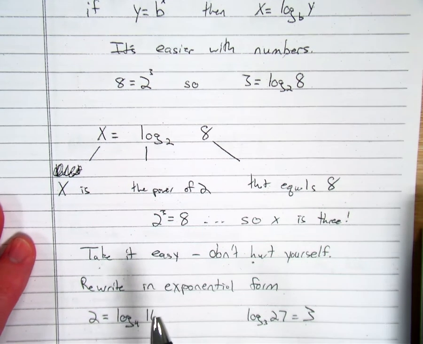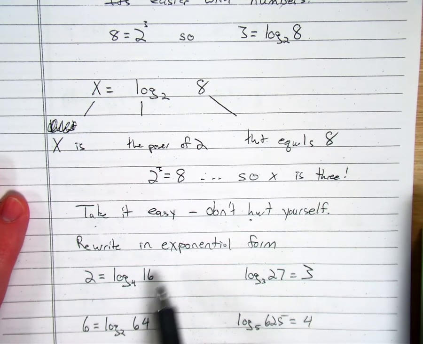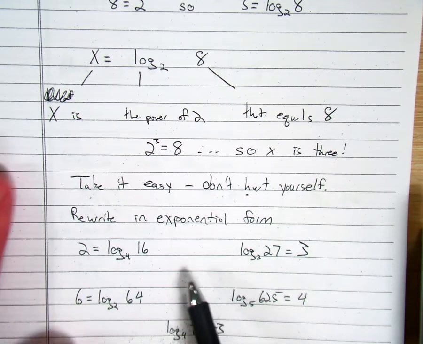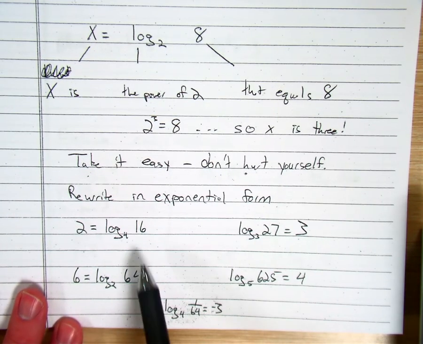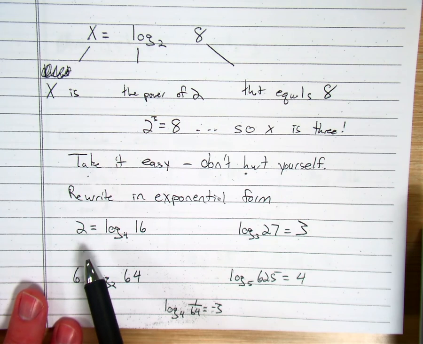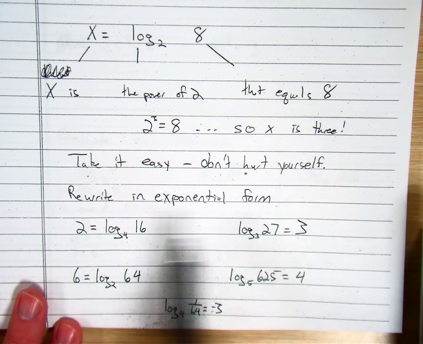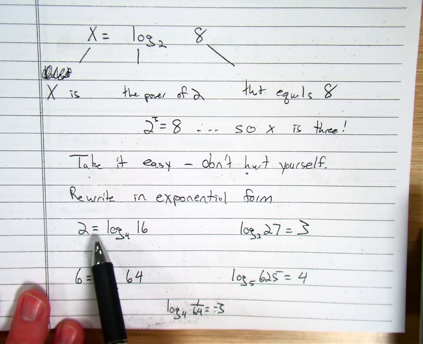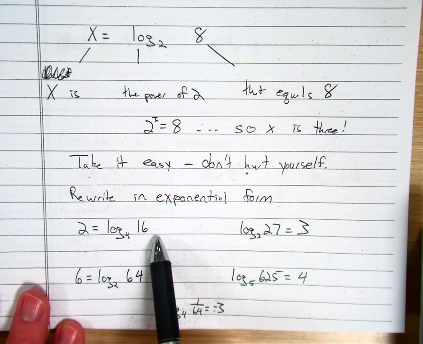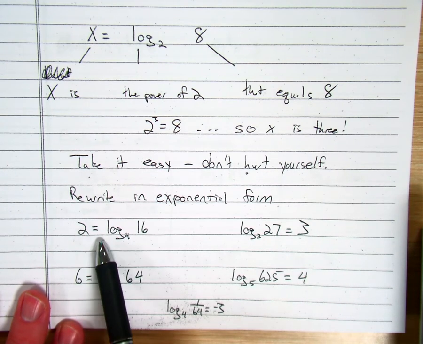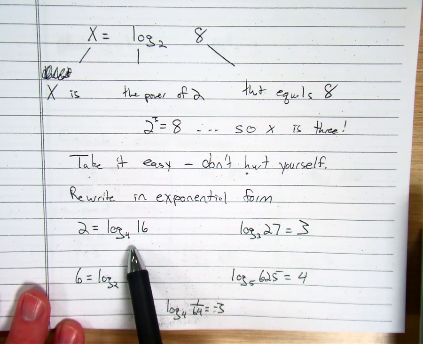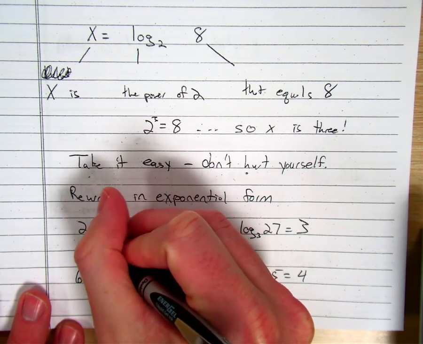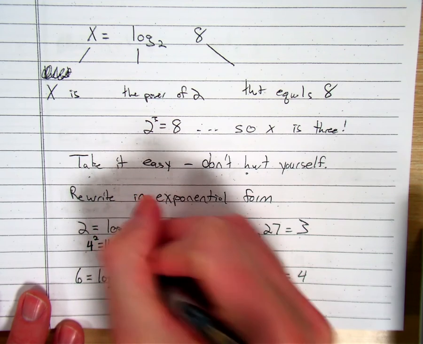All right, take it easy. Don't hurt yourself. Let's try rewriting these logs in exponential form. Okay? I'll do the first one here with you, and then we'll push pause, and you can try to rewrite them. Maybe I'll do the first two, because this side it looks like I turned it around. Okay? 2 equals log base 4 of 16. So 2 is the power of 4 that equals 16. So 2 is the power of 4. 4 to the second power equals 16.